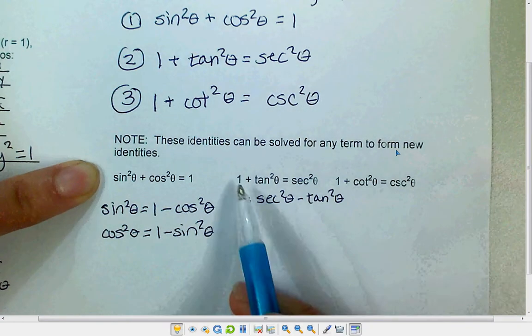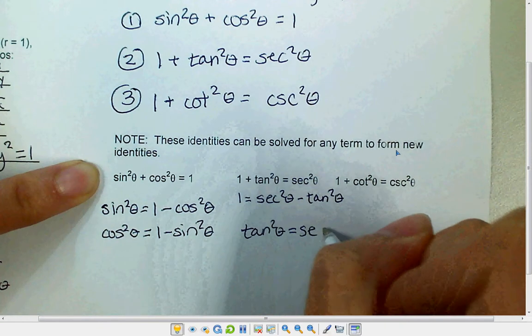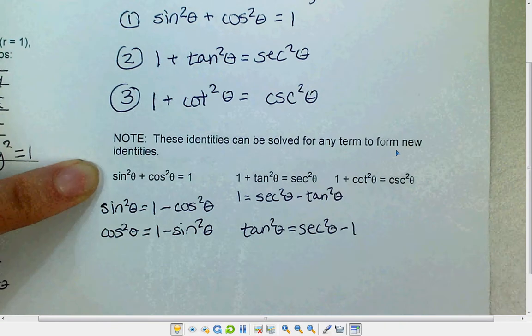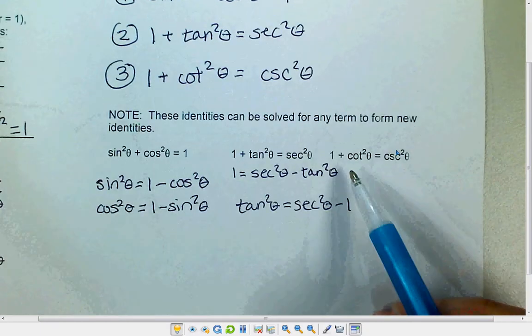Or I could subtract 1 from both sides and get tangent squared equals secant squared minus 1. Right, so all three of these are saying the same thing, they're just in different order. So same thing for our last one.